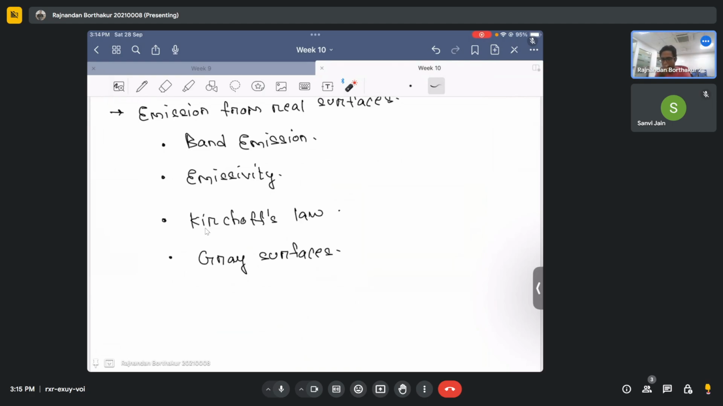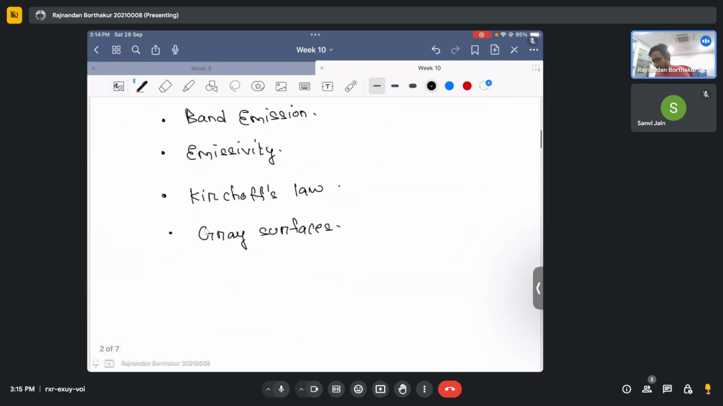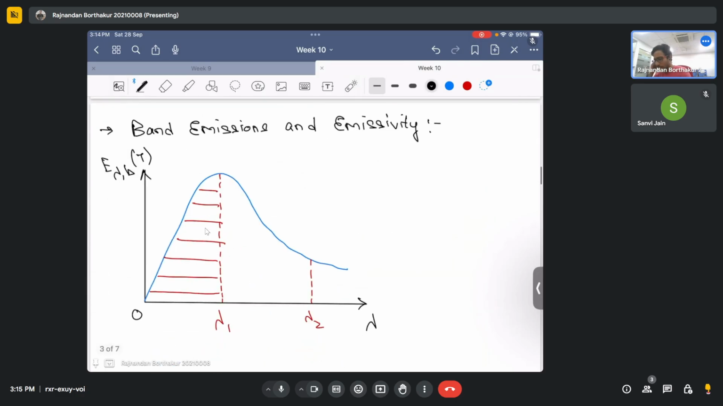And if there is time, we will end this by solving a problem on irradiation on real surfaces. This is the last thing that we'll do today, and it's in our plans. Let's see how far we can go, or else we will finish it in the next class. All right, so without any delay, this is the agenda, the roadmap that we'll follow. Let's get started with something known as band emission.